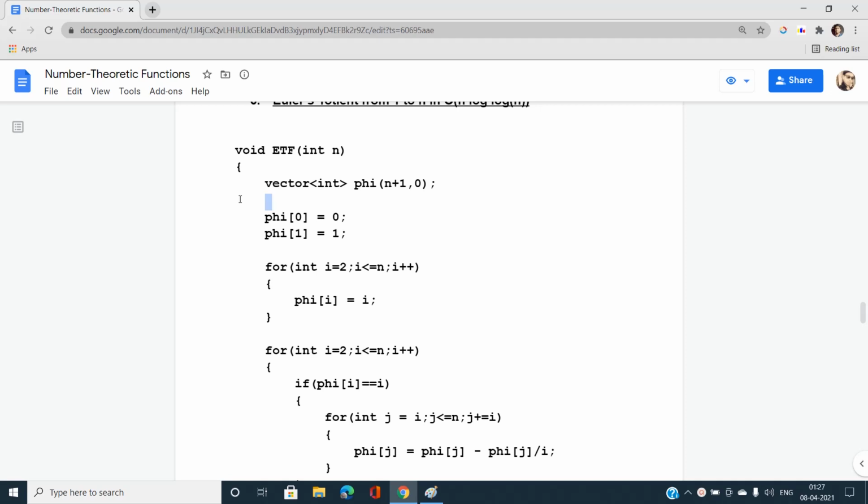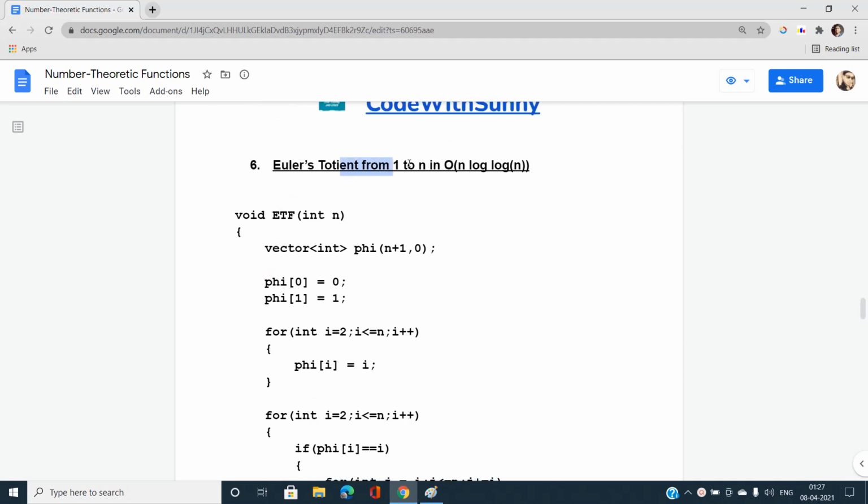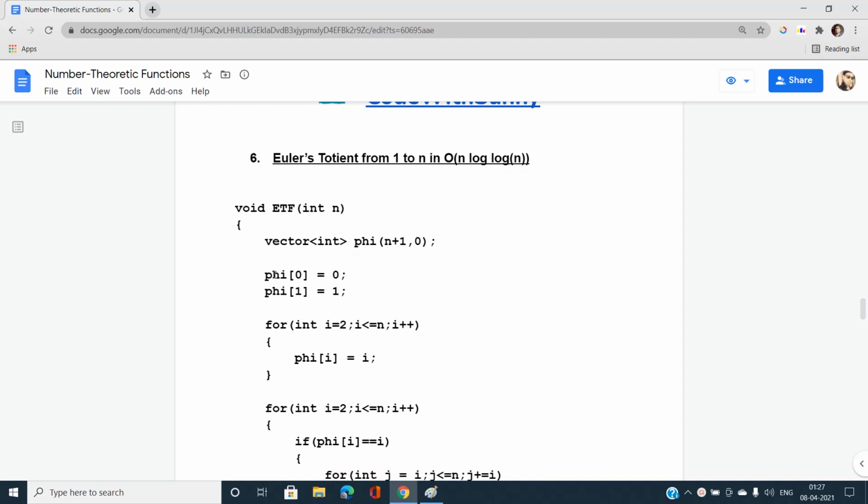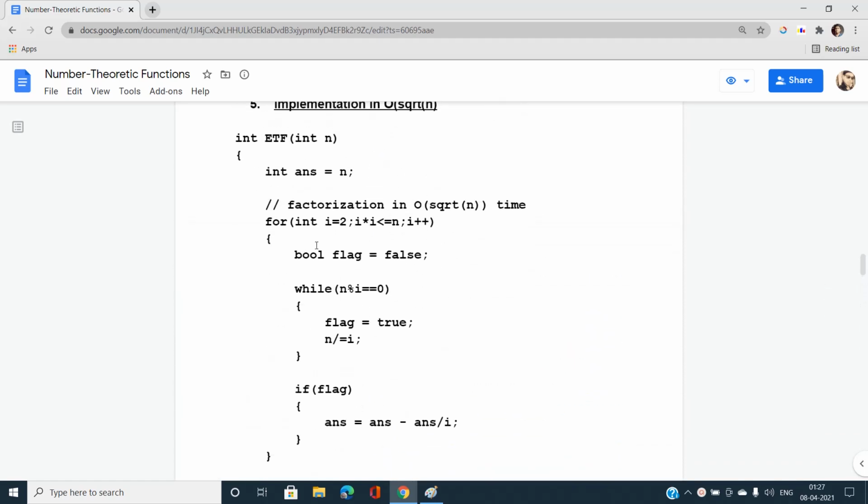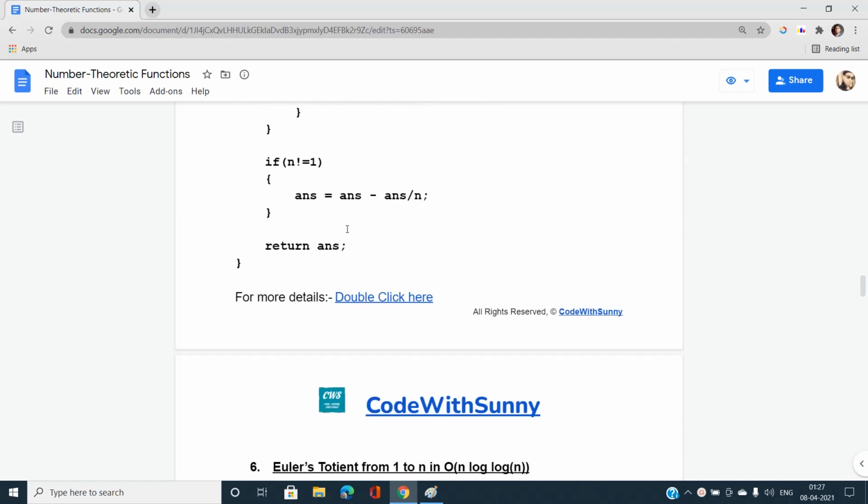Okay, so I have the solution here, whose runtime is quite similar to that of the sieve. You can see I have initialized my phi values, that is phi of i, with i. The reason is very simple: in the previous case I initialized the answer with the number itself, and similar to that I am going to do that here.